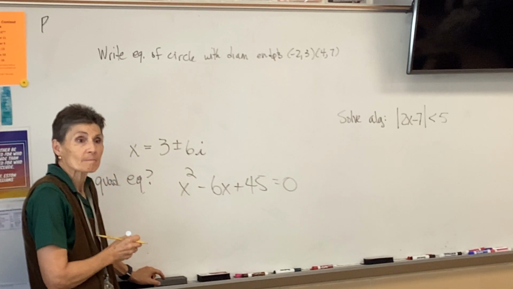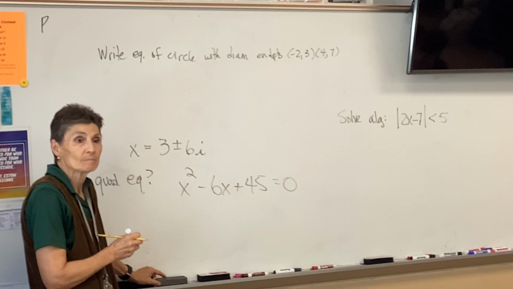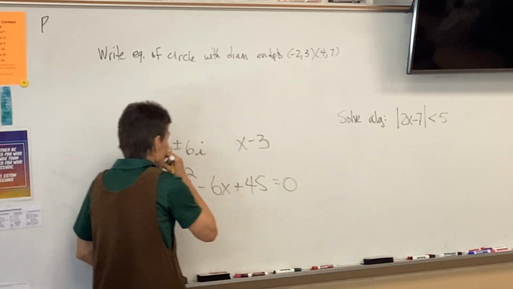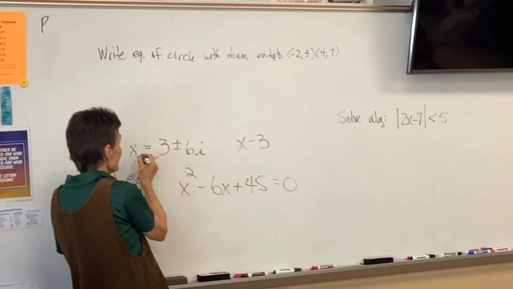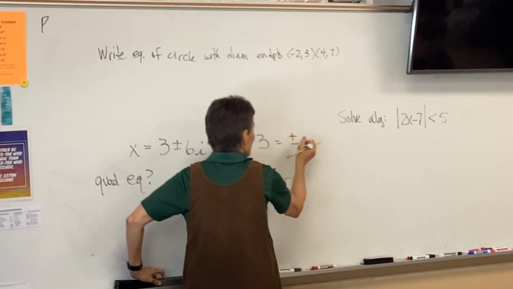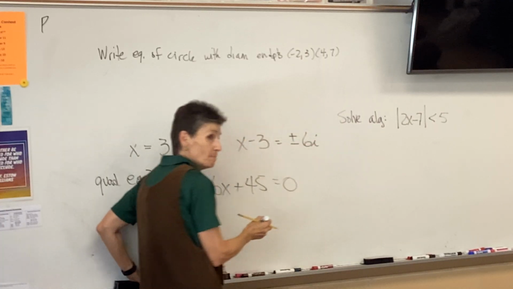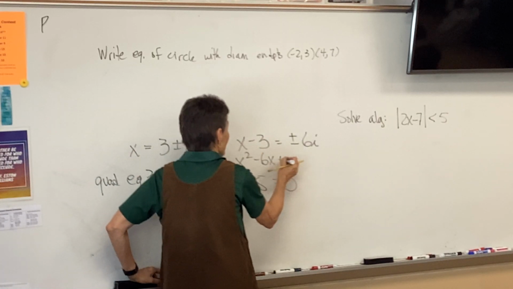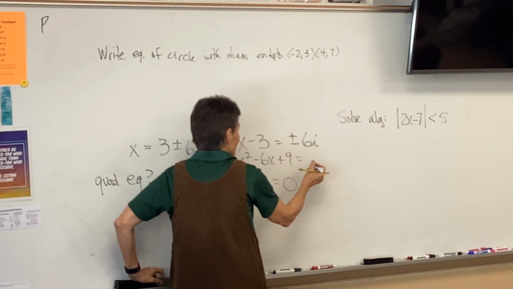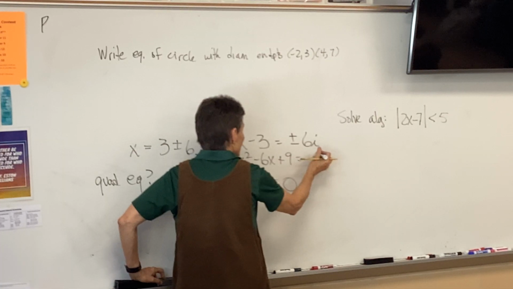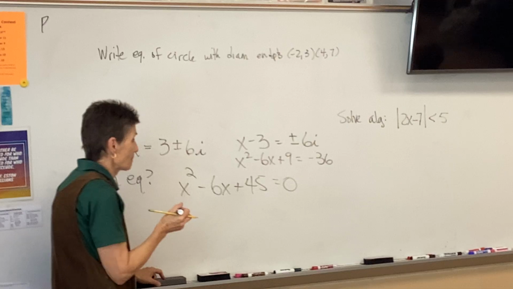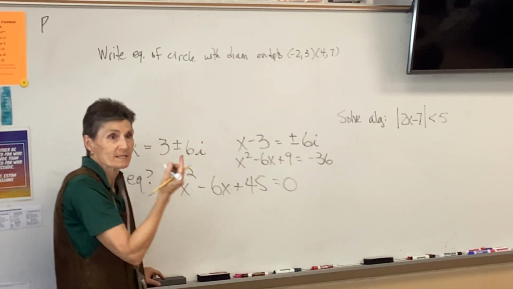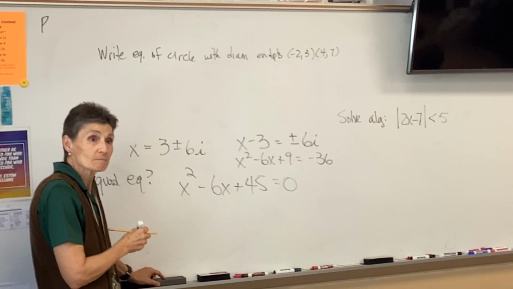I did like completing the square backwards. So I moved 3 back over to the x side and then squared both sides. So she said x minus 3 equals plus or minus 6i. And then I squared both sides. So x squared minus 6x plus 9 equals negative 36. And then I moved the 9 over. Actually, yeah, you could just move the 36 over. Good thinking.